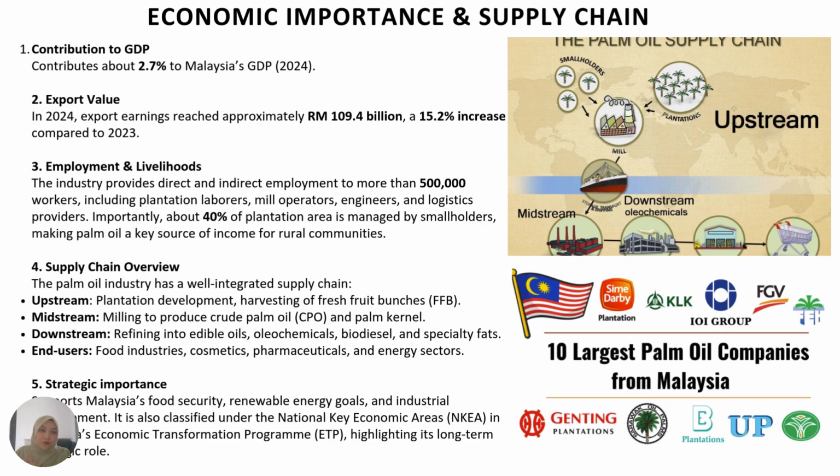Okay, now let's go for the economic importance and the supply chain of the oil palm. Palm oil contributes about 2.7% to Malaysia's GDP and earned about 109.4 billion in exports in 2024. This sector provides jobs for over 500,000 people, with 40% of land managed by smallholders. The supply chain spans from upstream plantations to downstream food and energy industries.